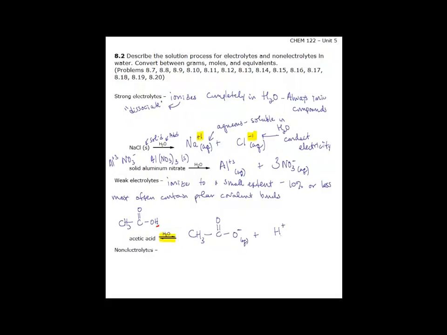So this is aqueous and this is aqueous. So at any given time, you could have 5% of these ionized and then 95% here. So the 95% would be molecules, and then the 5% would be ions. Whereas with ionic compounds, at any given time, you have 100% ions. You don't have any molecules with strong electrolytes. So with weak electrolytes, you have a lot of molecules and a few ions. Strong electrolytes, you have all ions.